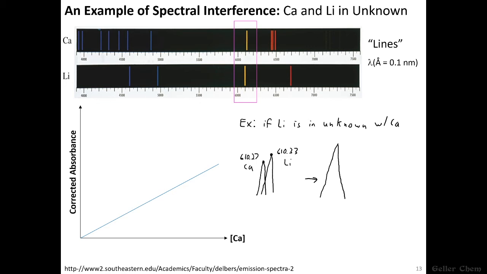And let's say that the 610.27 nanometers is right here, which again is what we're tracking for the calcium. And we can see that because of that lithium infiltration, this intensity is higher than it should have been if we had just had calcium by itself. And so our signal goes up. Signal increases.